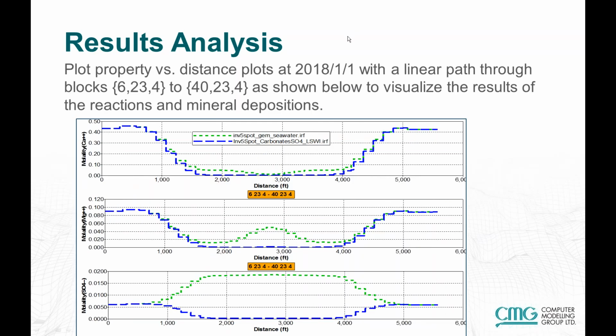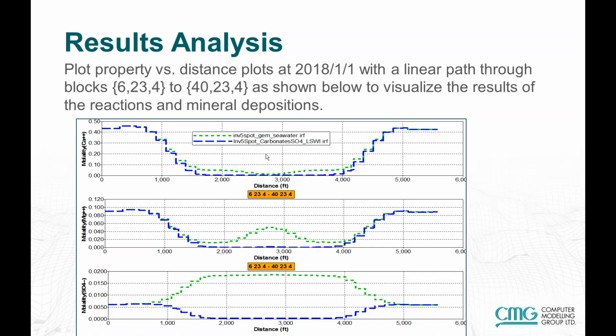Now, if we look at our ion concentrations, what we can do is do a property versus distance plot through the middle of our model, right through the injection well. So the very middle of this plot will be the injection well. So this is a vertical cross-section through it. So the top plot is calcium, middle one is magnesium, bottom one is sulfate.